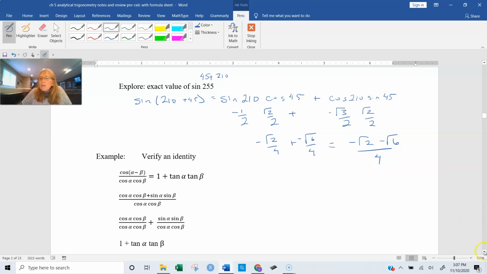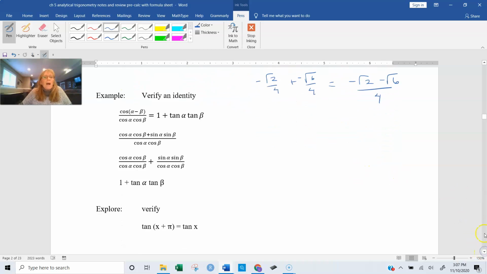Last but not least is verifying identities. I want to prove that this equals this. All right, this one's a little bit trickier, so if you needed to work both sides, I probably went through with it. Okay, cosine of an angle minus an angle. So we're on our difference formula, right? Cosine of alpha, cosine of beta, plus the sine of alpha, sine of beta, all over cosine alpha, cosine beta. All right, I'm going to break these up into two separate fractions.